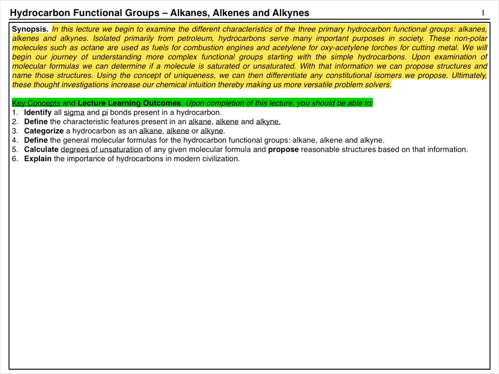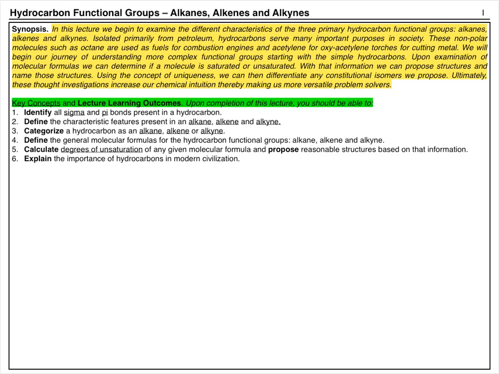So the key concepts and learning outcomes for this lecture are: you should be able to identify all sigma and pi bonds present in a hydrocarbon. That's simple visual inspection. Define the characteristic features present in an alkane, alkene, and alkyne. So we'll look at bond lengths, hybridization, bond angles, things of that nature. Categorize a hydrocarbon as an alkane, alkene, or alkyne. So again, that's a visual inspection.